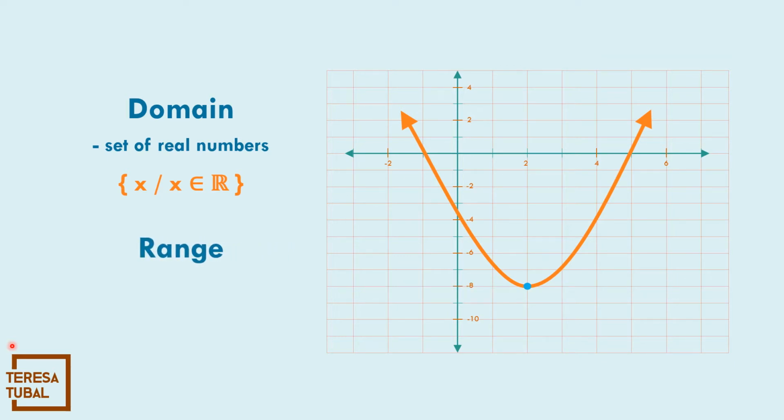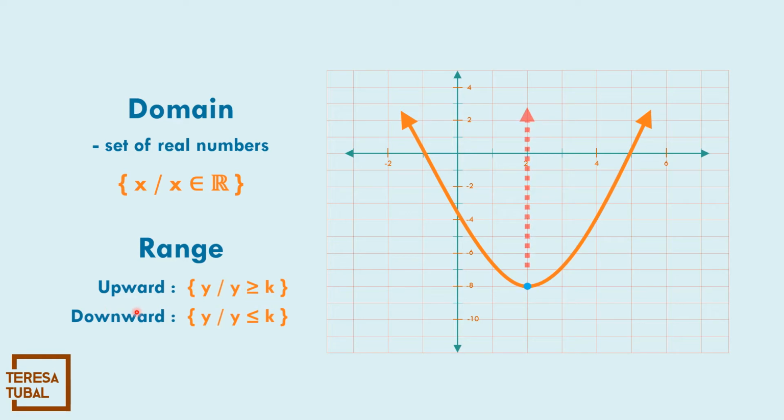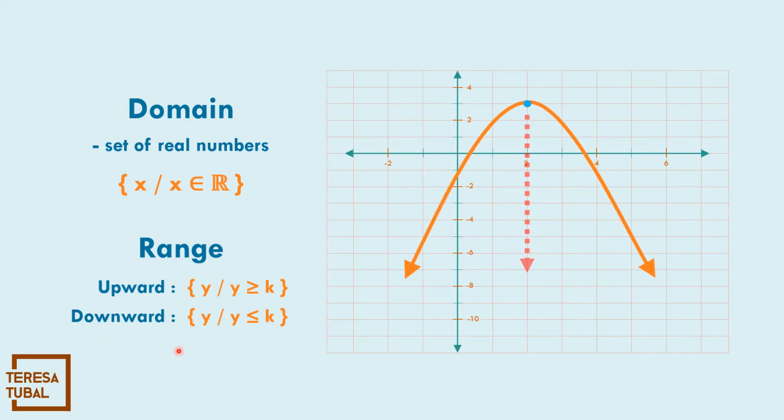How about the range? The range, if it opens upward, so this graph opens upward. So it means the parabola opens upward, that is y such that y is greater than or equal to the value of k. If this is the example of the graph that opens upward, that is y greater than or equal to negative 8. So what if the graph opens downward? The answer is y such that y becomes less than or equal to k. So it goes downward, so y is less than or equal to k.